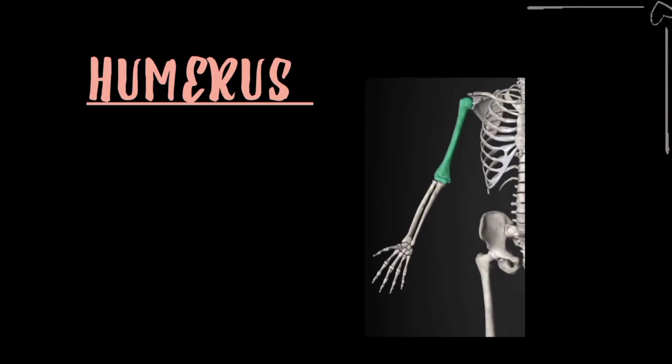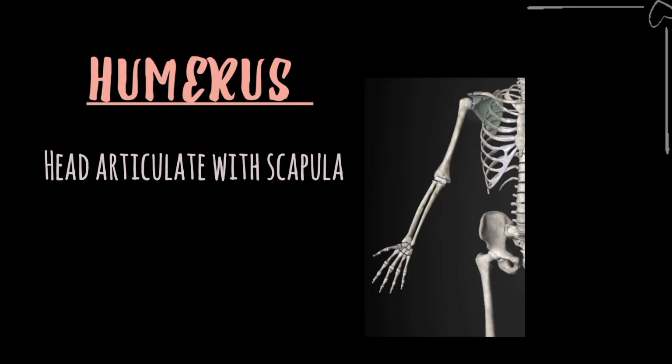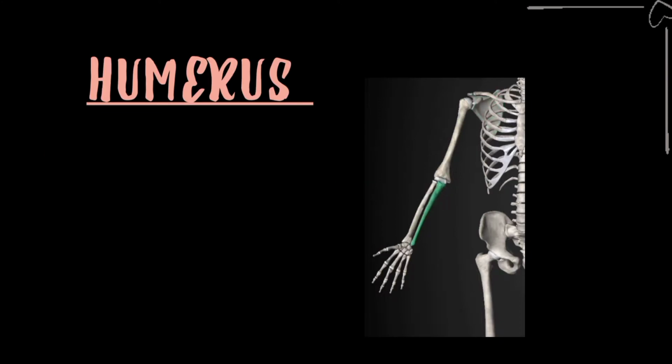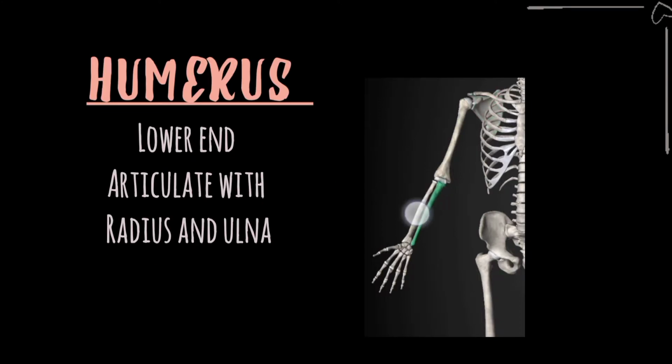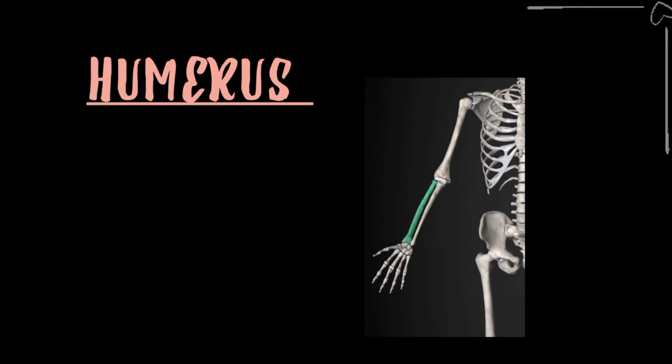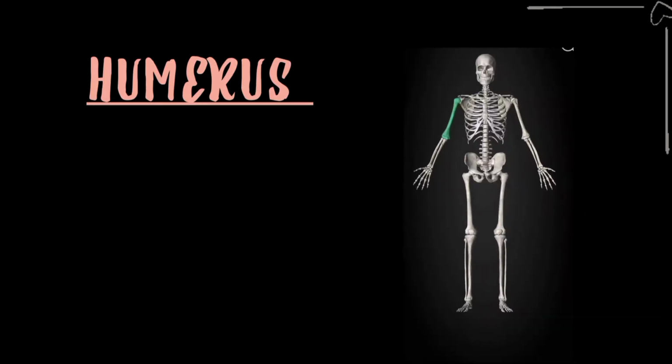And the head of the humerus is articulating with the scapula over here to form the shoulder joint, and the lower end is articulating with the ulna. This one is the ulna, and this is the radius bone. So the lower end is articulating with the radius and the ulna to form the elbow joint, while on the upper side it is articulating with the scapula over here to form the shoulder joint. Let's just isolate the humerus bone.